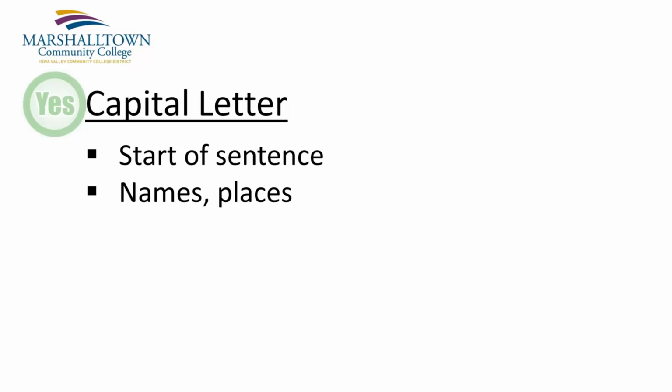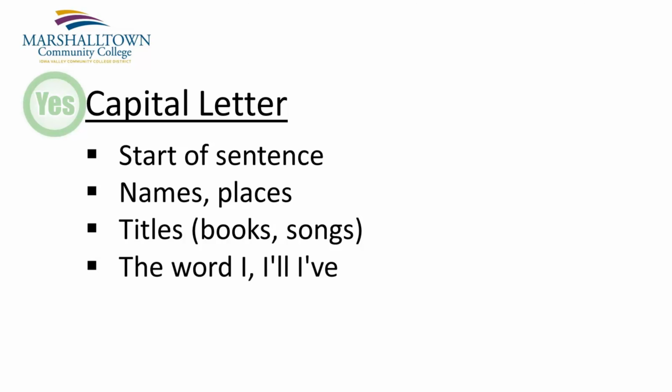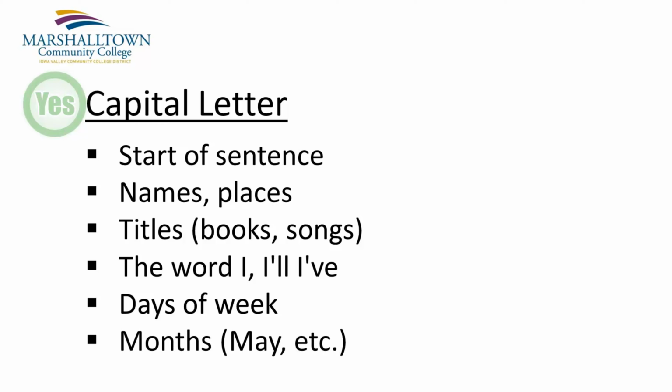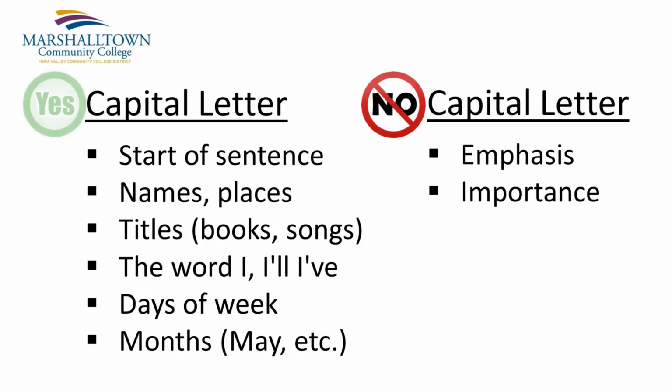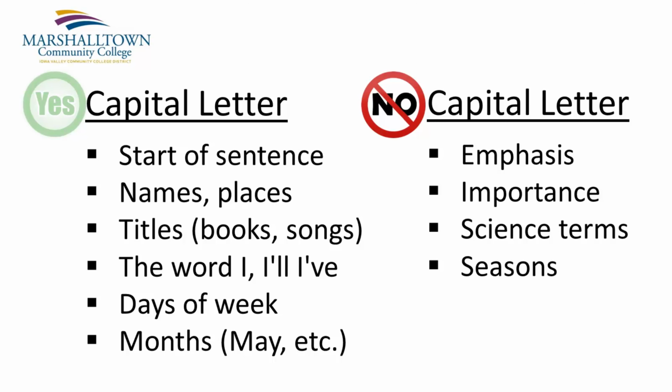So let's do a quick overview of the rules. Do use a capital letter at the start of a sentence, for proper nouns like names and places, for titles of books, articles, and songs, whenever you refer to yourself, the days of the week, and the names of months. Do not use a capital letter to add emphasis or importance to a word, with common science terms that are not proper nouns, and the seasons of the year.